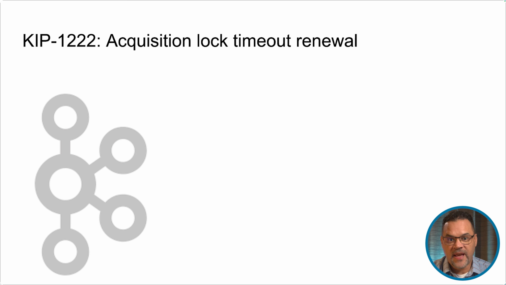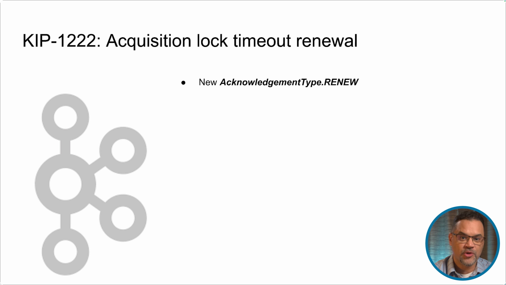All of your processing workloads aren't created equally. Maybe we're calling a third-party partner integration or an AI model, cases where the processing time could be measured in dozens of seconds, or maybe even longer than a minute. For long-running tasks, KIP 1222 provides a new acknowledgement type that allows developers to renew the lock on acquired messages.